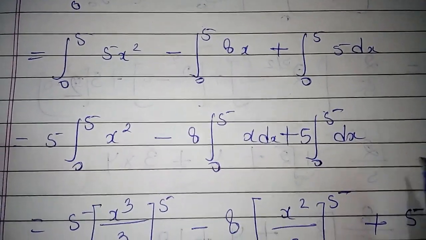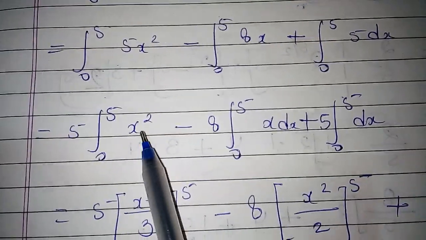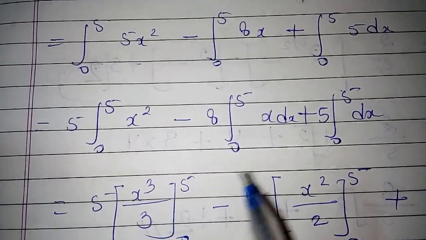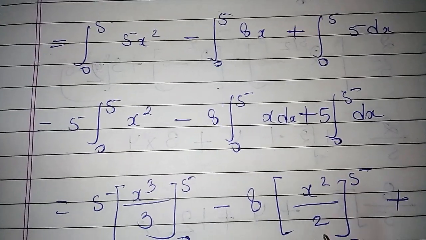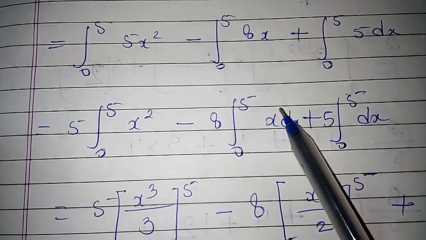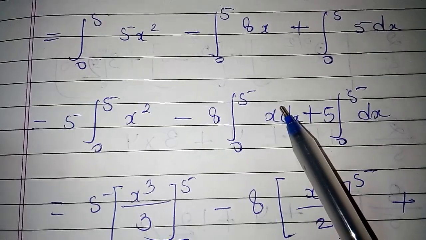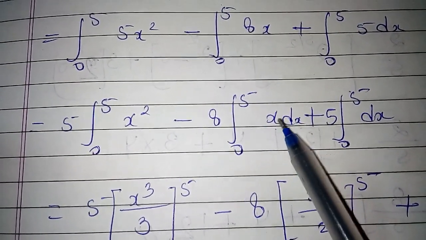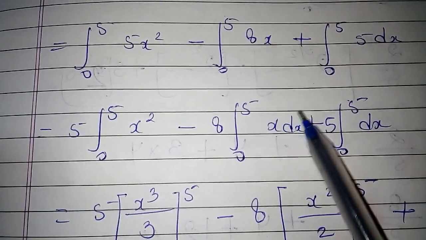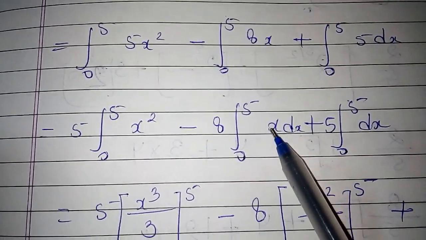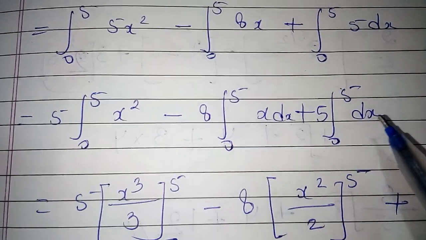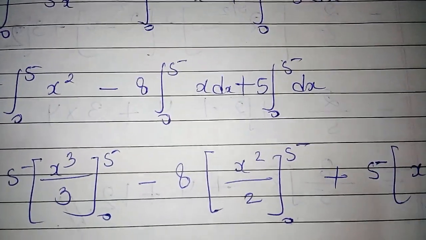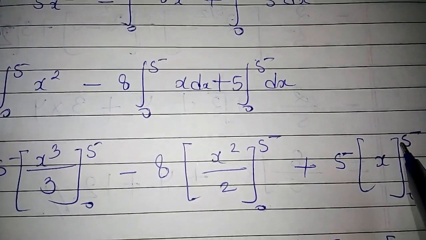Now integrate all these three. What is the integration of x square? Obviously it is x cube by 3. What is the integration of x? x square by 2. x means x raised to power 1. If you apply the formula, then it is equal to x raised to power 1 plus 1 upon 1 plus 1. So the integration of x is equal to x square by 2. What will be the integration of dx? x, with the limit 0 to 5.